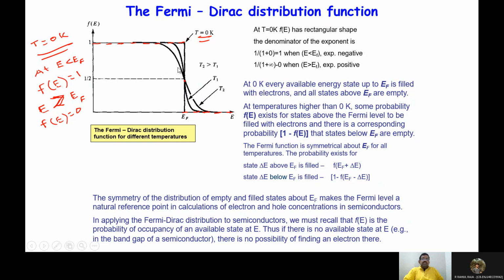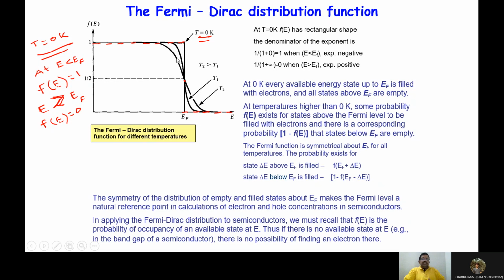But what is the probability of that being unoccupied? Because some of the electrons have gone to the conduction band, those states will be empty. Therefore, you will not get a value of 1. You will get a reduced value of f of E for energies less than EF.